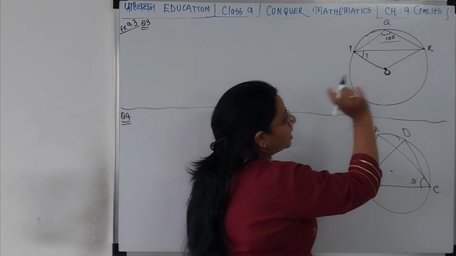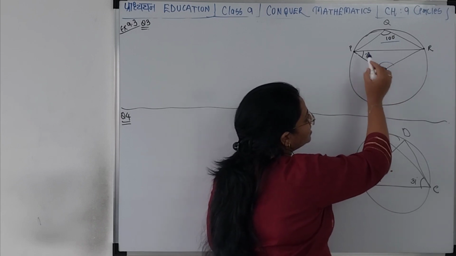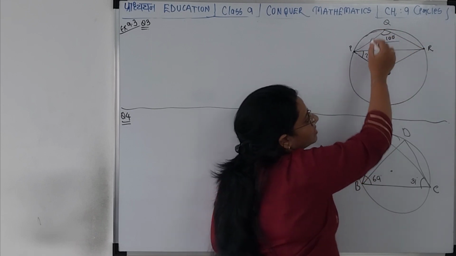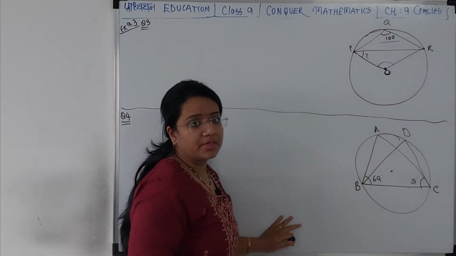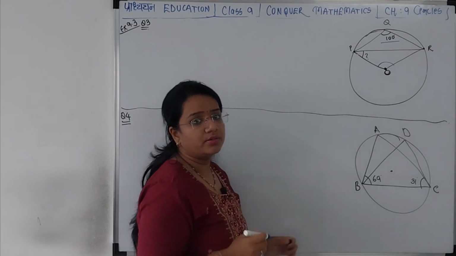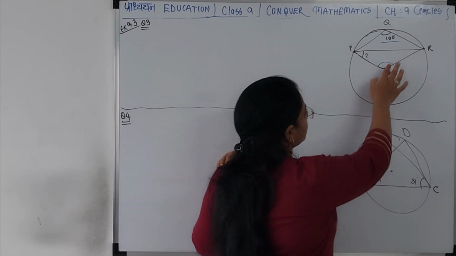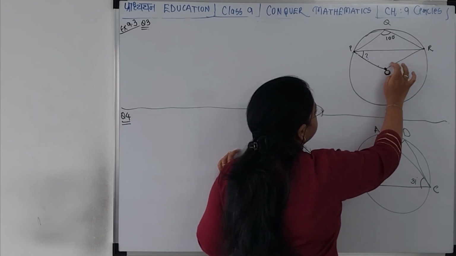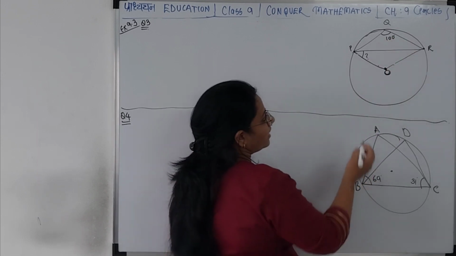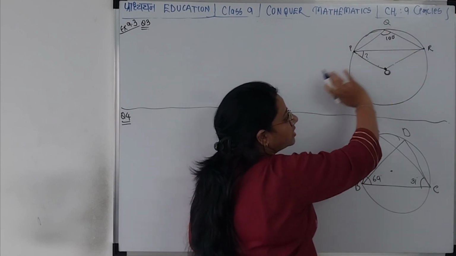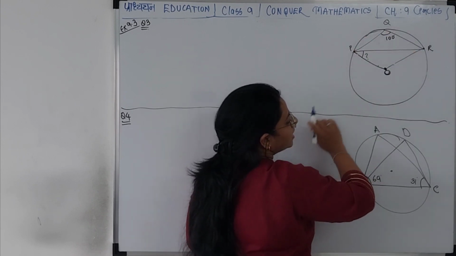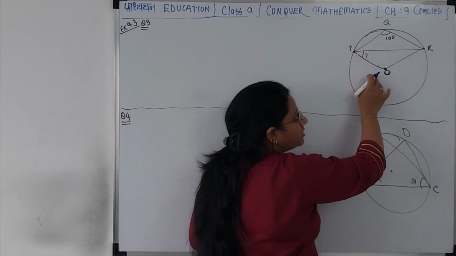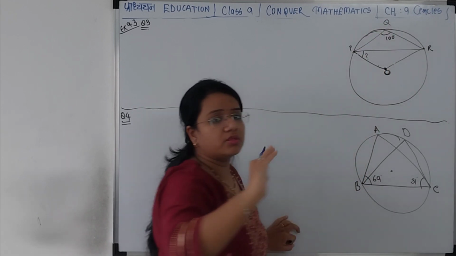Understand one thing: you cannot take that PR makes angle POR at the center and PQR on the circle, so the angles will be supplementary. No, you cannot take that. See, here we have P, Q, R, 3 points on the circle. 3 points we already have on the circle. POR is the angle made at the center, but PQR is on the same side of the arc.